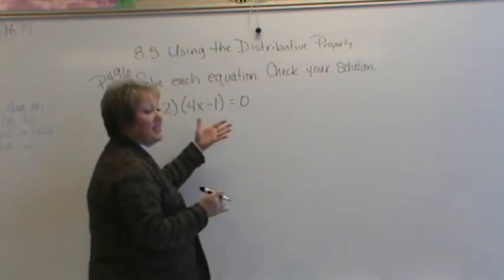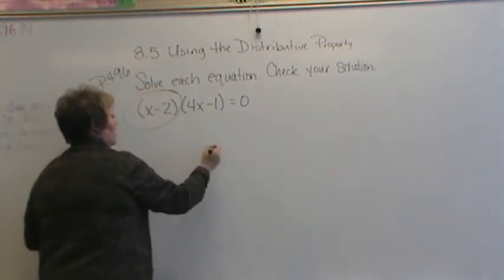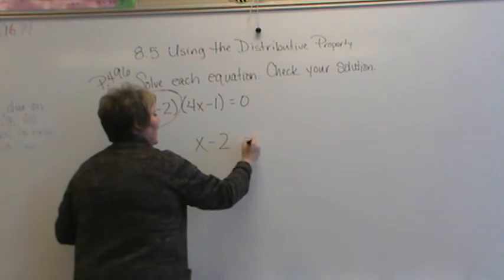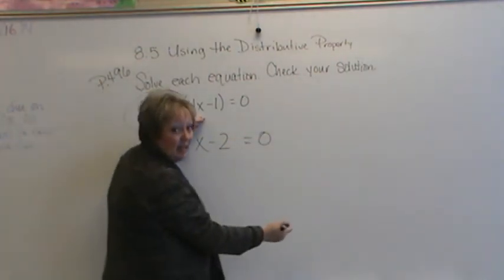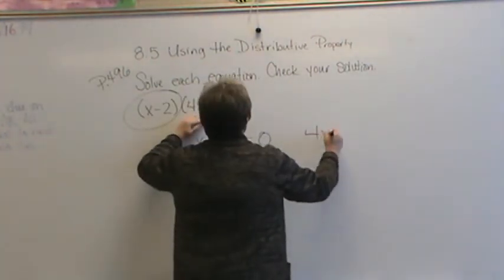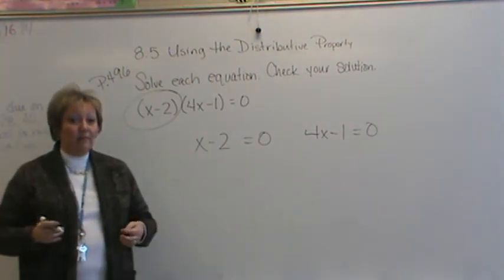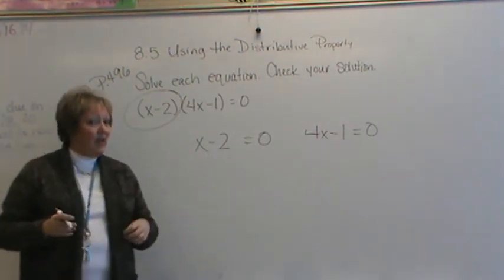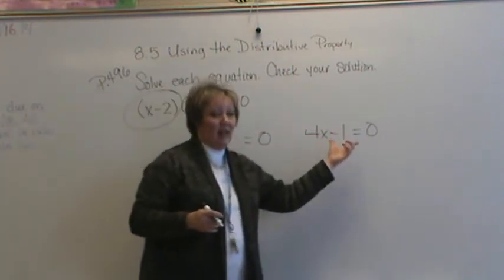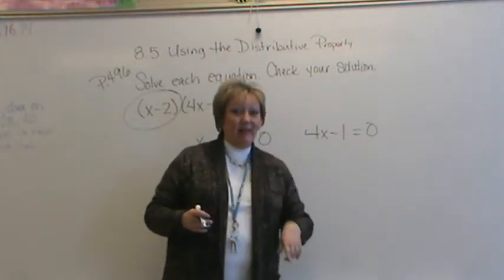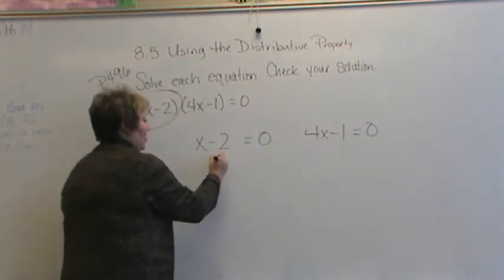What I'm going to do is separate this out into two problems. I'm going to take this part, x minus 2, set it equal to 0, and solve. I'm going to take the second binomial, 4x minus 1, set that equal to 0, and solve. Pause the video, take just a minute or two and see if you remember how to solve one-step and two-step equations. Probably in the time that I'm talking, some of you already have both of these solved. So I'm just going to jump right in.